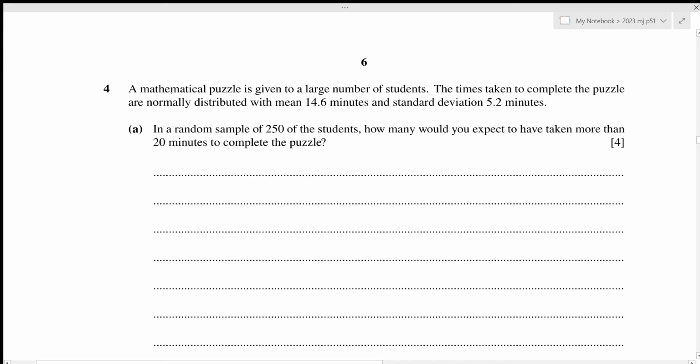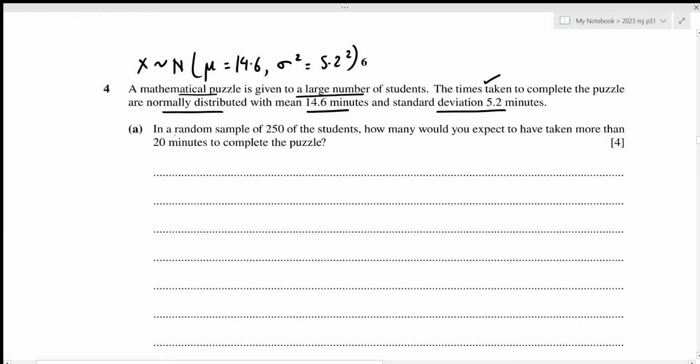Now for the fourth question, a mathematical puzzle is given to a large number of students. The times taken to complete the puzzle are normally distributed. Okay, let us consider the times taken to be x. Then it's a normal distribution with mean of 14.6 minutes and standard deviation of 5.2 minutes. In a random sample of 250 of the students, how many would you expect to have taken more than 20 minutes to complete the puzzle?